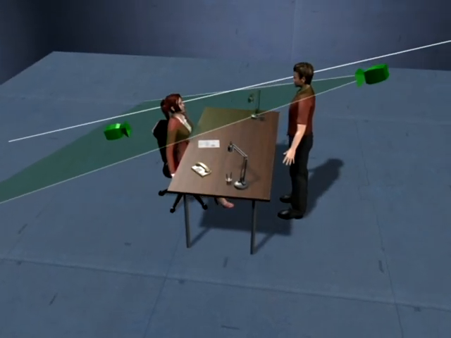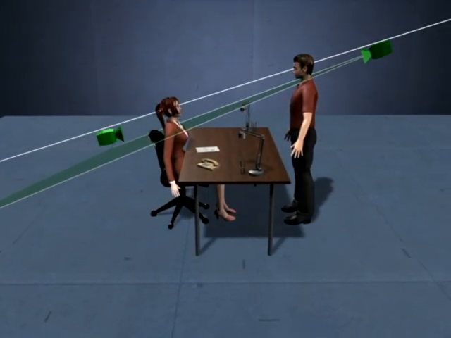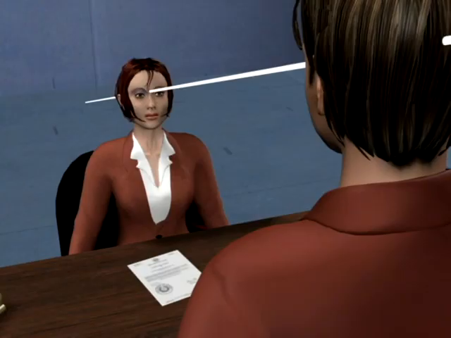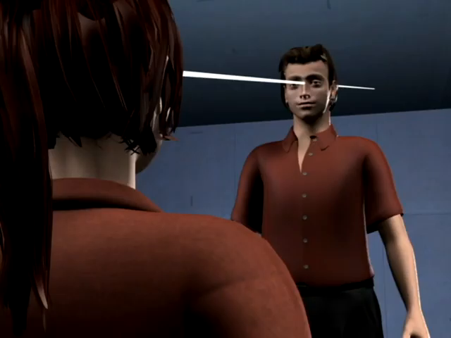Staging upwards and downwards is really the same as staging with level characters, except that we need to make choices about camera height. We could just go ahead and shoot by the eye line as usual. This results in shooting hard down on one character and hard up on the other, which makes one character look superior and the other inferior.